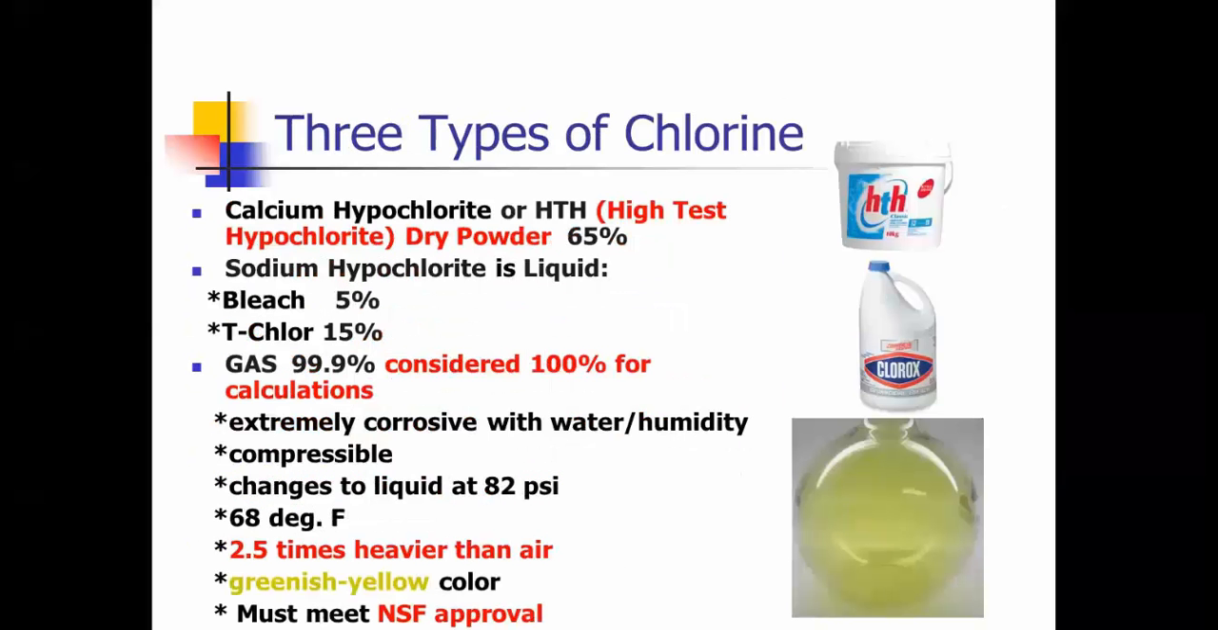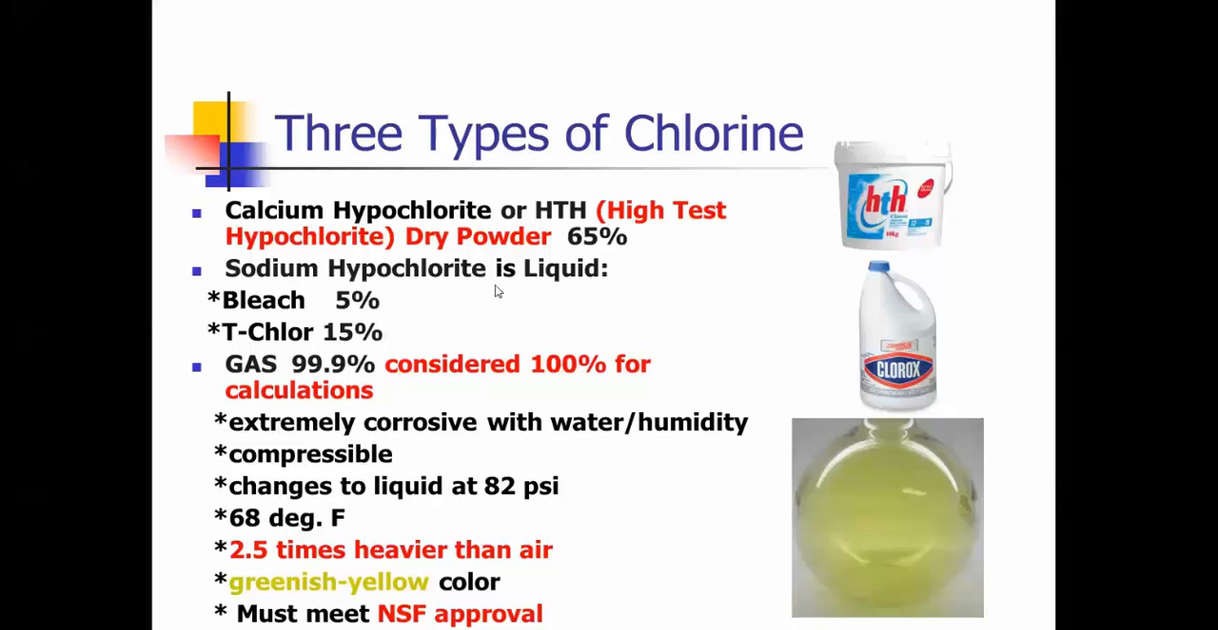There's calcium hypochlorite, which is a powder, and there's a question on the test that asks what HTH stands for, and that's high test hypochlorite. It's a dry powder, and it's 65%, so when you calculate your dosing, you need to figure that 65% because it is a weaker strength of chlorine.